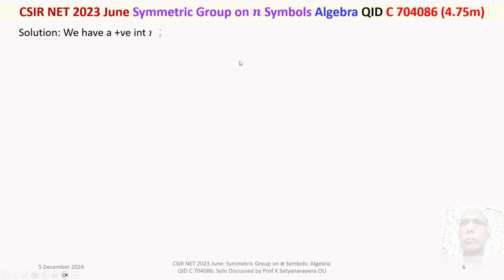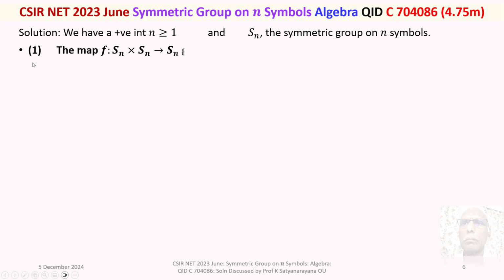Let us now discuss the solution of the problem in detail. We have a positive integer n greater than or equal to 1 and Sn the symmetric group on n symbols. Who are the elements of Sn? The permutations on n symbols. Right. The order of Sn is n factorial. Agreed. Now we have to discuss the truthness of the statement given in option 1.